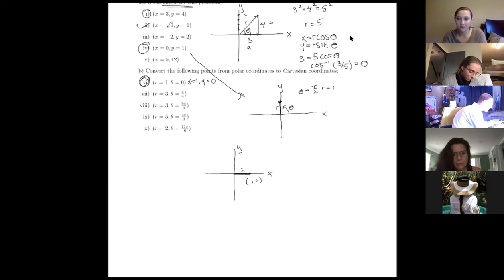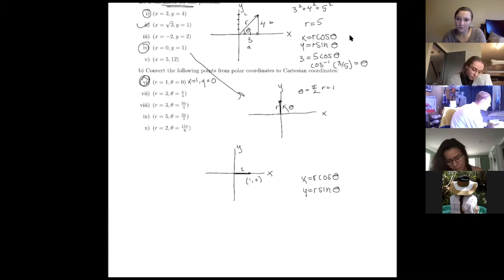So yeah, for all of these, you just remember your two formulas, which are x equals r cos theta, y equals r sine theta. And those will get you everywhere with these. And drawing it out is always really, really helpful. See what it looks like, and you can always put polar coordinates on your Cartesian graph or the opposite way around.